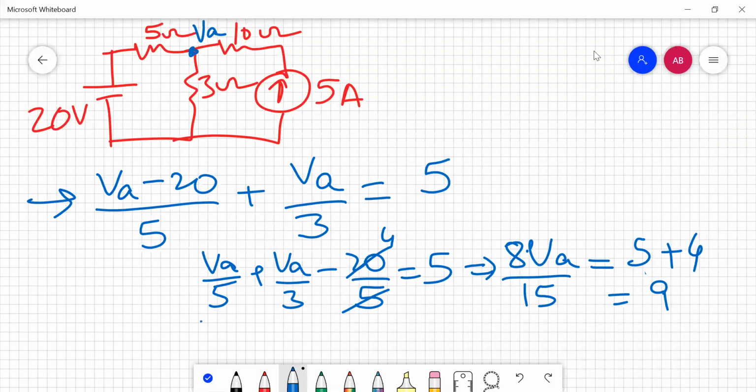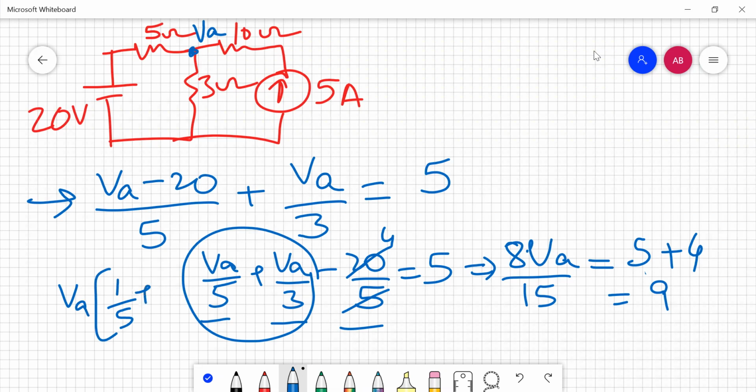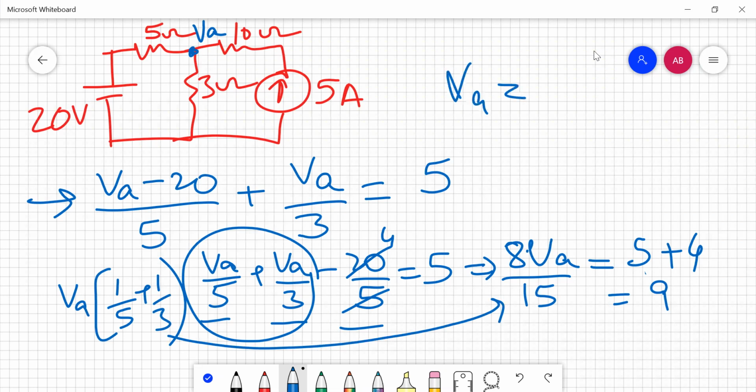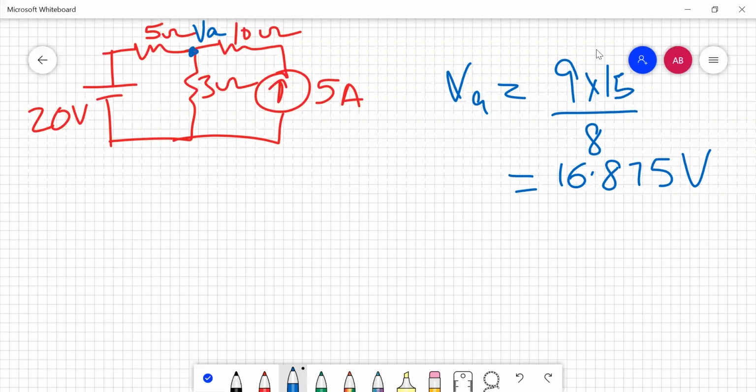So now I have separated these terms, and now I will be adding these two VA terms here. So that makes it VA upon 5. Taking VA common, 1 upon 5 plus 1 upon 3 will make it 8 by 15. So now to calculate the value of VA, this is going to go towards the other side. That becomes equal to 9 into 15 divided by 8. So this is the value of our VA. That is coming out to be 16.875.